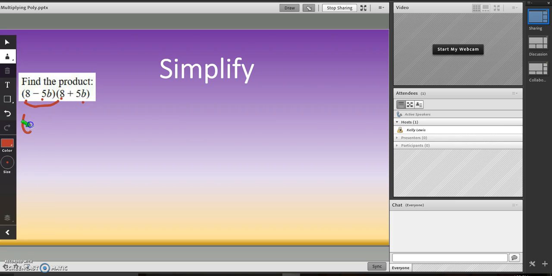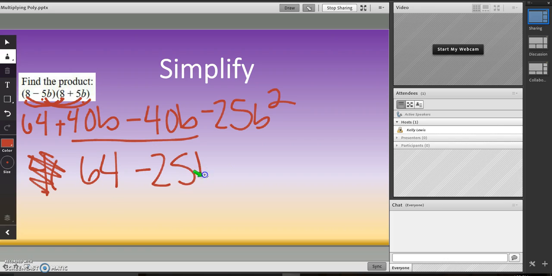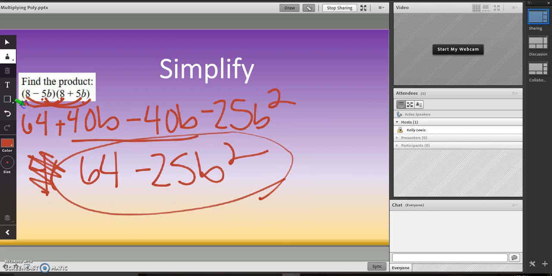All right, let's FOIL. 8 times 8 is 64. 8 times 5b, positive 40b. Negative 5b times 8, negative 40b. And then negative 5b times 5b, negative 25, and then we have that b squared, because b times b is b squared. Here are our like terms. We have a positive 40b and a negative 40b, so they cancel. So all we have left is 64 minus 25b squared. Those cancel. So notice it was the exact same thing, except one was plus and one was minus. It's going to be an important pattern later when we do products.